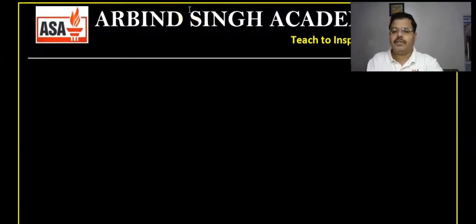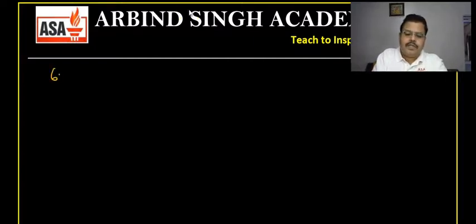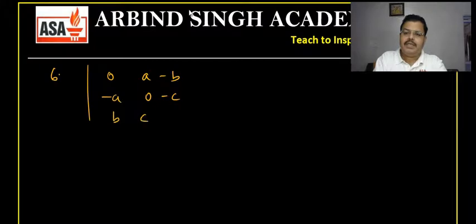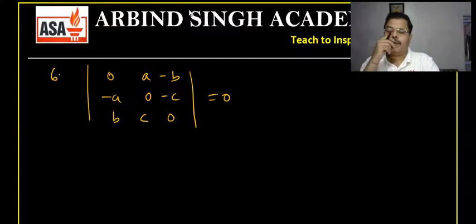Now the next question is question number 6. The question is given like 0, A, minus B, minus A, 0, minus C, and B, C, 0 is equal to 0. So we have to prove the property of this. This is the skew symmetric matrix, right? And the value of the skew symmetric matrix is always 0.